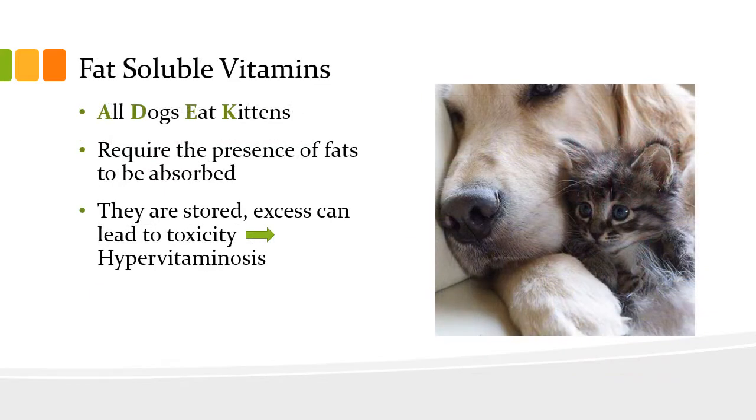Now let's talk about the fat-soluble vitamins. This is a little acronym that can help you remember them: All dogs eat kittens. So vitamins A, D, E, and K are fat-soluble vitamins, and they require the presence of fats to be absorbed, and they are stored in fat. So excess of these vitamins can lead to toxicity or hypervitaminosis.